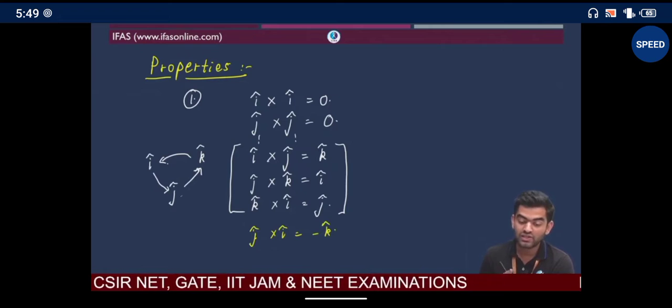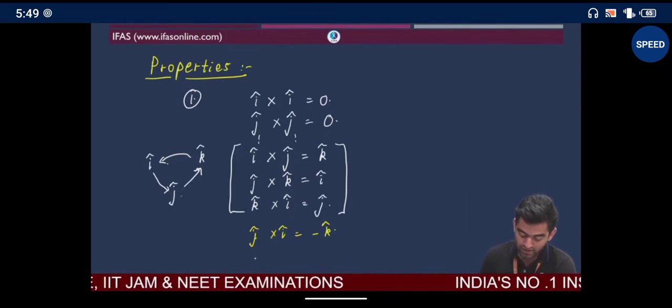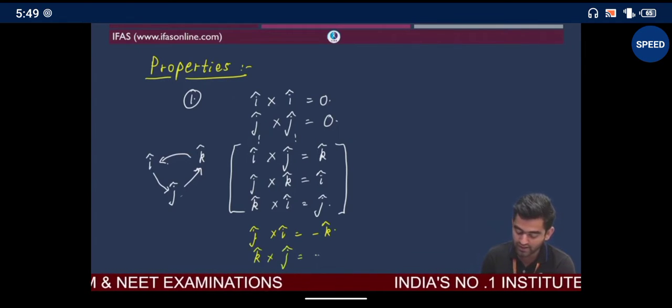It's minus k, which leads me to another property, which is the commutativeness of this particular scenario, which we will discuss in the second point. In a similar manner, if I take k cap cross with j cap, it does not result in i cap, it will result in minus i cap.